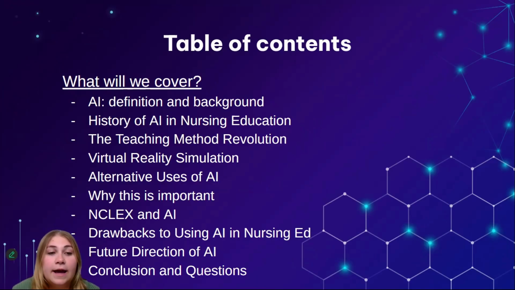So first, we're going to cover AI and what it is and give a little background to it. Then we're going to apply it to nursing education and see how it has been historically used in the classroom. I'll touch on the teaching method revolution and how we've integrated AI slowly into that. I'll talk about virtual reality simulation. I'm going to discuss the alternative uses of AI in nursing ed. I'll explain why it's important for us to discuss this. I'm going to briefly touch on NCLEX and the use of AI in NCLEX. After that, I'm going to talk about the drawbacks to using AI in nursing ed, the future direction of AI, and then I'm going to end with some conclusion and questions.